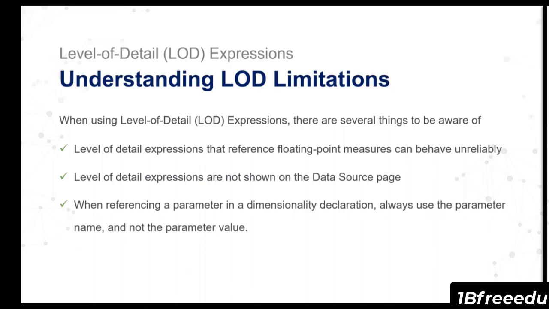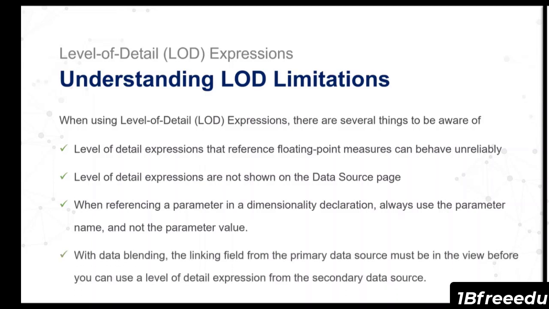When referencing a parameter in the dimensionality declaration, i.e. straight after the scoping keyword, you can put a parameter there. Always use the parameter name and not the value. And this for me is the biggest limitation, and something that always comes back to haunt me, is if you're doing data blending, the linking field from the primary data source must be in the view before you can use a level of detail expression from the secondary data source.